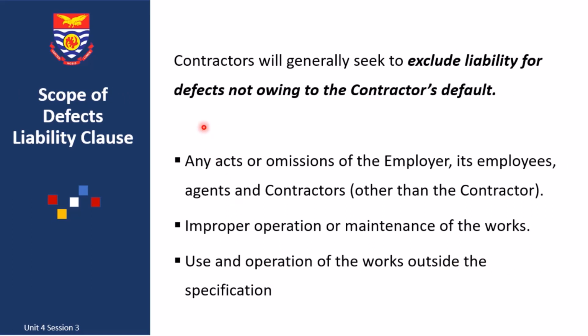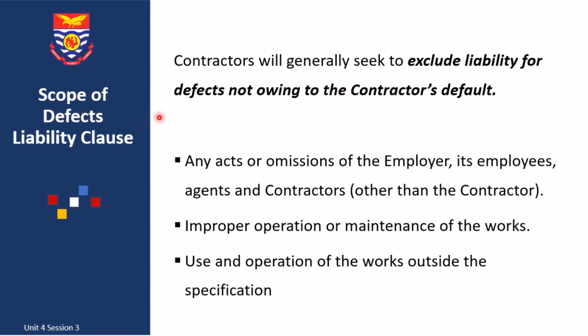It should be noted that, generally, contractors would like to exclude liability for defects that do not owe to their own default. That is why the elements of the defect liability clause stipulate the scope of the defect liability, so that in situations which do not owe to the contractor's faults, you cannot use the monies of the defect liability guarantee to cover any damages.